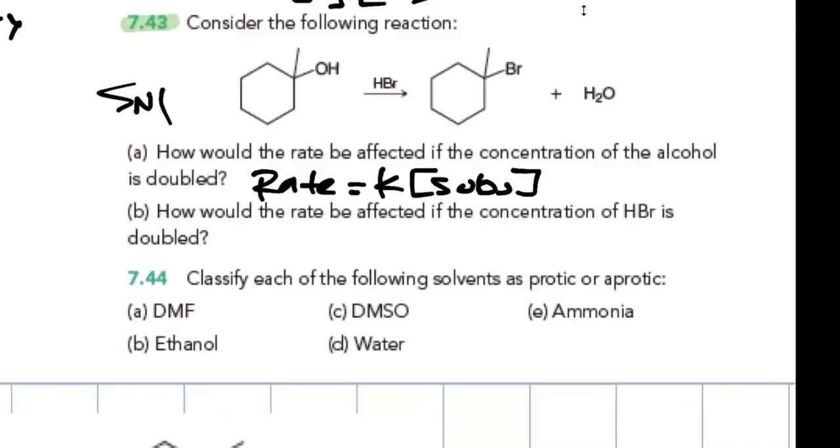So what happens if you double the concentration of the substrate, which is the alcohol? The substrate is just another term for your starting material, right? Which is the alcohol. What happens if you double it? What happens if you put a 2 in there in that bracket? What's going to happen to the rate?